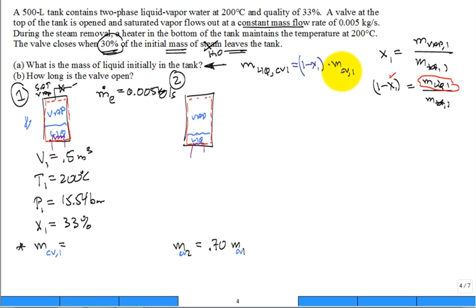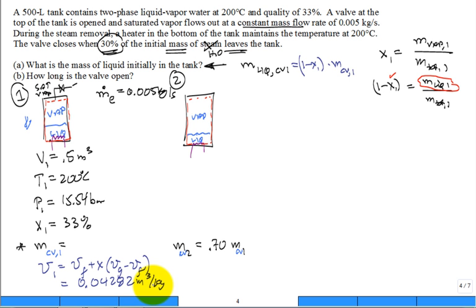Good? How do I get the mass total in the tank that I start with? If I get V initial, how do I calculate it? V sub F plus quality, V sub G minus V sub F. True? What is V sub F? Saturated liquid specific volume. V sub G, saturated vapor. I get it out of the tables at 200 degrees C, out of table A2. In the interest of space, I'm just going to say V1 comes in at 0.04282 meters cubed per kilogram. True?